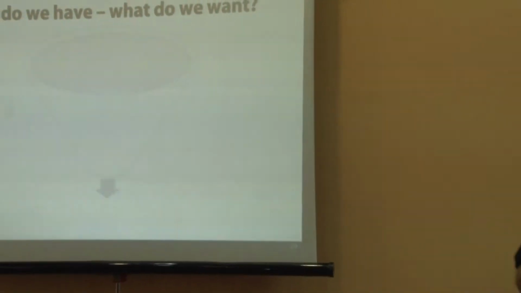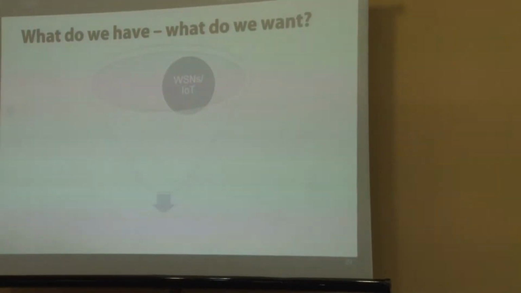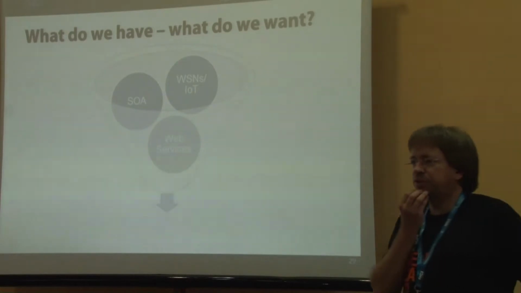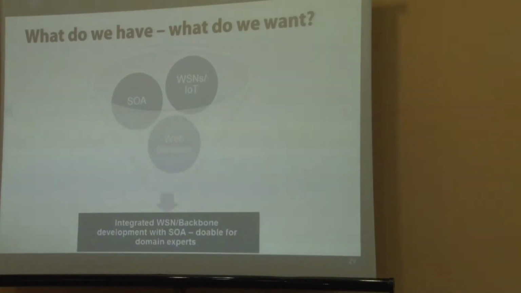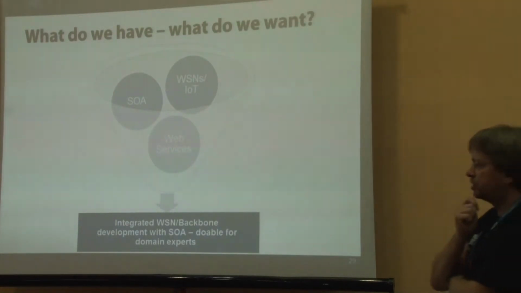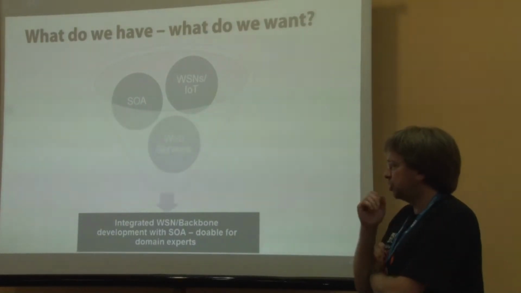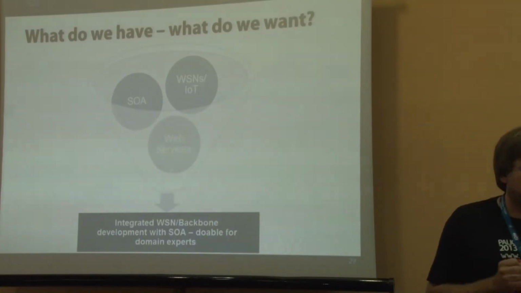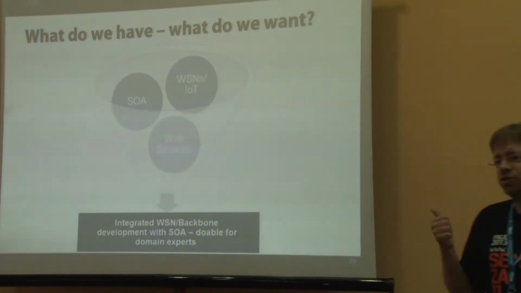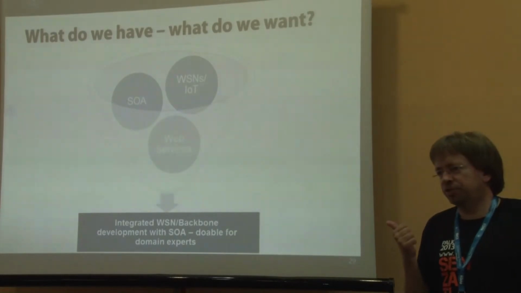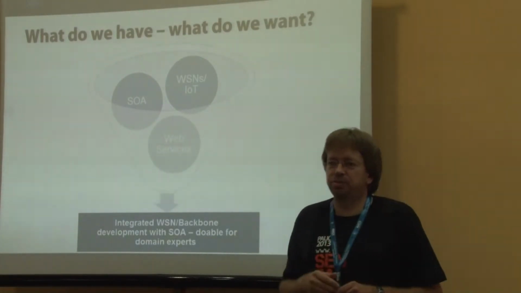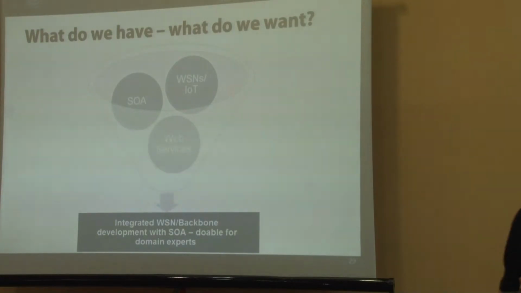So what do we have? What do we want? Just to summarize, we have wireless sensor networks, IoT. We have SOA, and we have web services. This is all we've talked about so far. And now we want to use these technologies to create an integrated wireless sensor network, enterprise IT or backbone based on service-oriented architectures, which should also be doable for domain experts. So we need to solve the problems that we've seen, especially the resource constraints, and we also want to offer something more nicely usable for domain experts, like graphical tools, for instance, which help you in the development process.